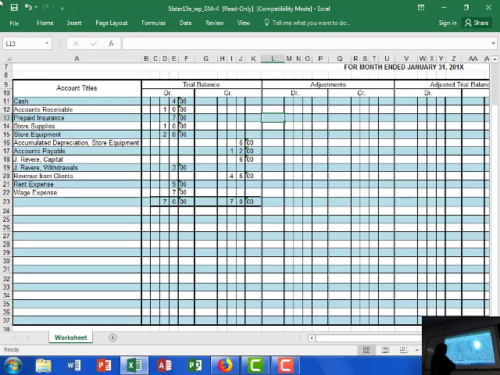Now remember, you're going to put it in where? In your adjusted column. And remember the rule, debit, right? So you're going to debit this expense. So this is A. For how much? $6.